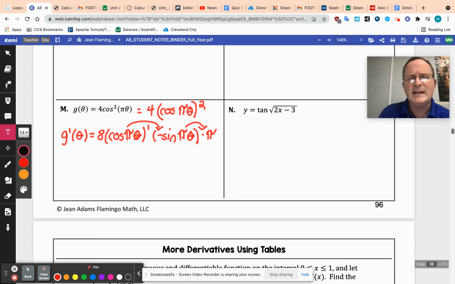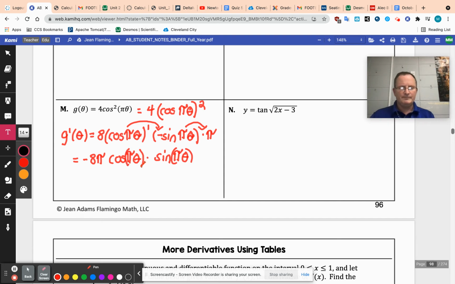We could do the negative 8 pi. All right, I will do that. So negative 8 pi. I don't need that 1 for an exponent, so I'm going to get rid of it. So I've got cosine pi theta and then sine pi theta. Some people might like parentheses around that so you can clearly see that pi theta is our angle, and I may do that just to be clear there. That multiplication symbol is unnecessary, but I sometimes do that. Okay, so there we are.